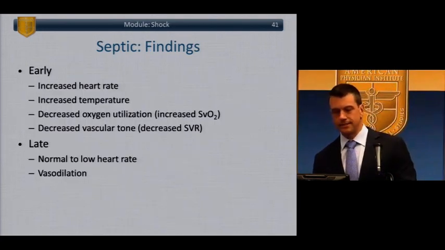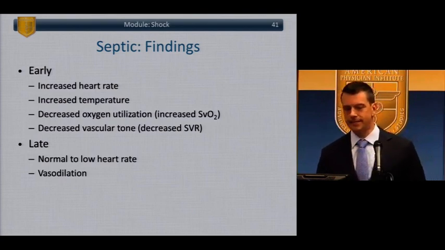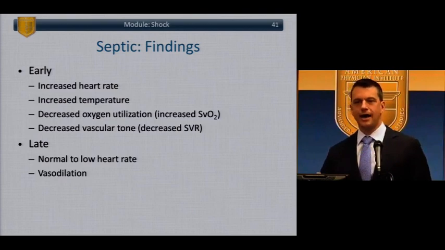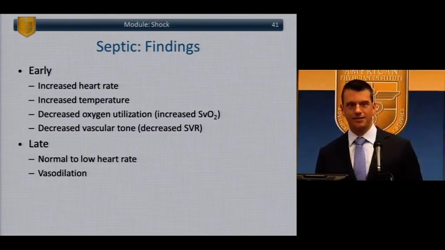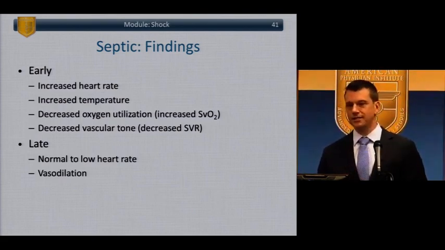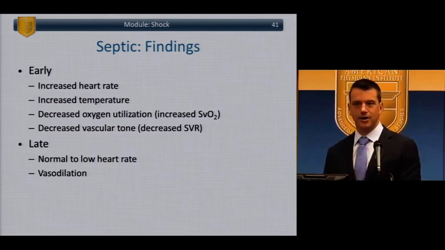Early findings in sepsis include increased heart rate, increased temperature, decreased oxygen utilization, and decreased vascular tone. So with that venous return, the SpO2 is higher than one would expect. You have a patient who has inadequate oxygenation of the tissues, yet when the blood gets back to the heart after circulating, 80 or 85% of the oxygen is still left. This is really due to a physiologic shunting occurring at the capillary level, where that blood and oxygen just for some reason are not getting to the tissues, and it's all coming right back down.